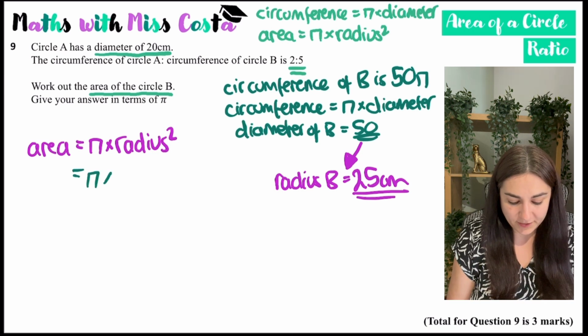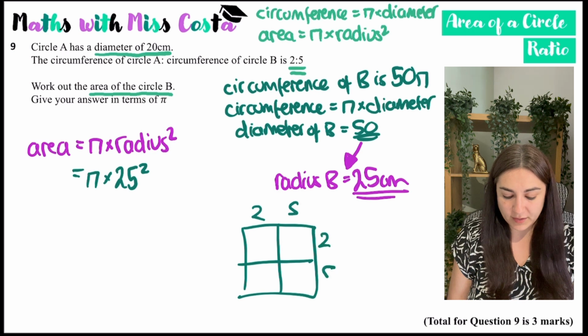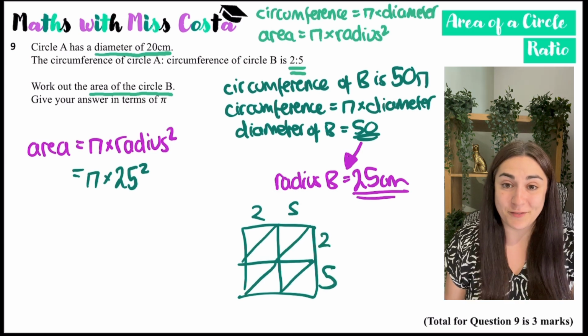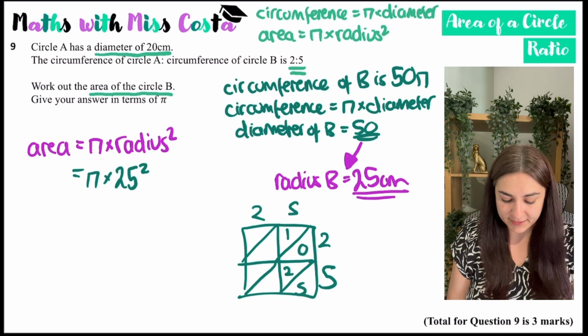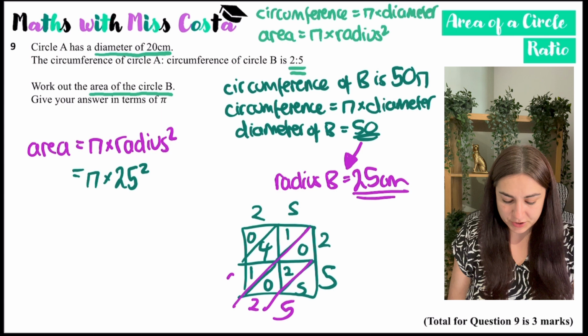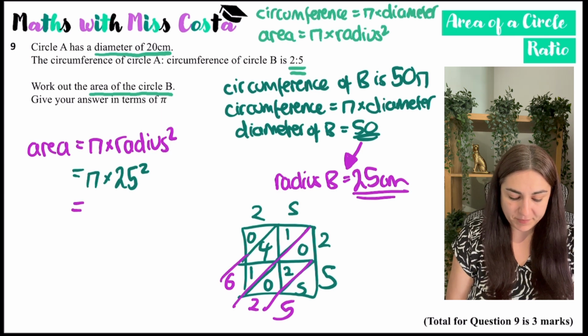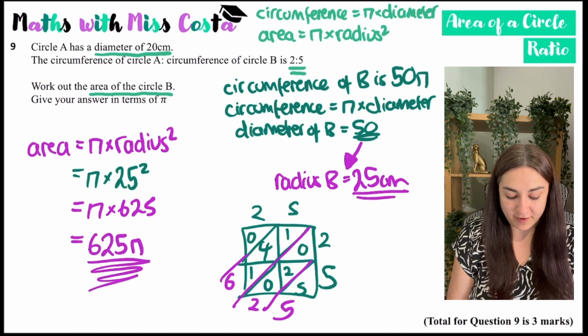So what am I going to have to do? I'm going to have to do pi times 25 squared. So really quickly, 25 times 25, you can multiply this however you like. You might also know that it's 625 because you're great at your square numbers, but if not, then 5 times 5 is 25, 2 times 5 is 10, 2 times 5 is 10, and 2 times 2 is 4. Extend your line, so that'll be 6, 2, 5. Okay, so I know that the area is going to be pi times 625, which is 625 pi.